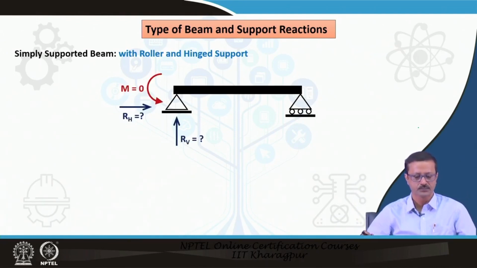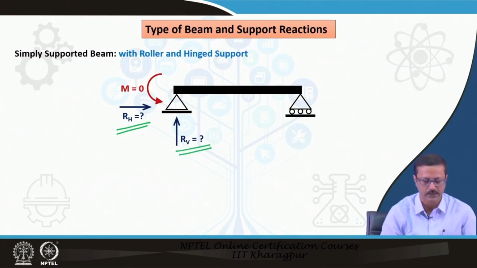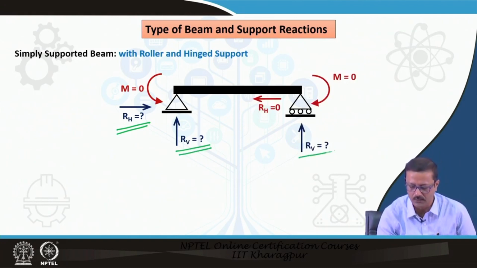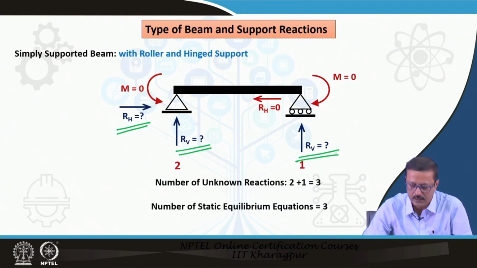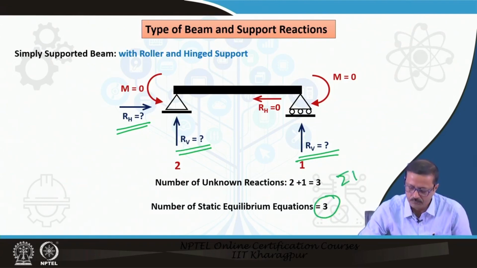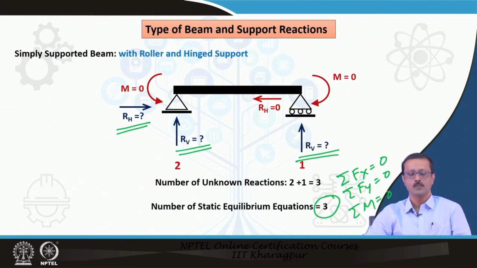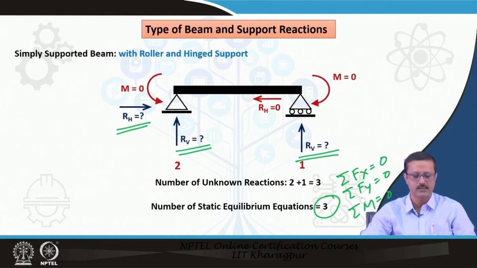So, the hinge has two unknowns and 1 degree of freedom, but the roller has one unknown. So, what I see is that there are a total of 3 unknowns and we have 3 equations of statics. Last week we discussed sigma Fx equal to 0, sigma Fy equal to 0 and sigma M equal to 0. So, I have 3 unknowns and 3 equations available, and I can very easily solve these 3 unknowns by virtue of the 3 equations.